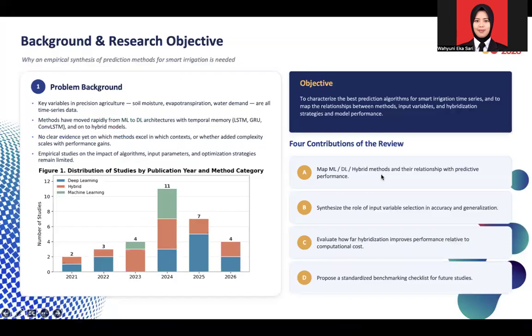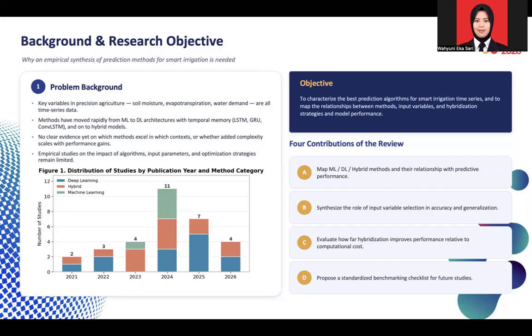Let me start with why this review was needed. In precision agriculture, almost every variable we care about is time series data: soil moisture, evapotranspiration, and crop water demand. The methods have moved very quickly from classical machine learning to deep learning architectures with temporal memory such as LSTM, GRU, and conventional LSTM, and now to hybrid models. But the field has moved faster than the evidence.